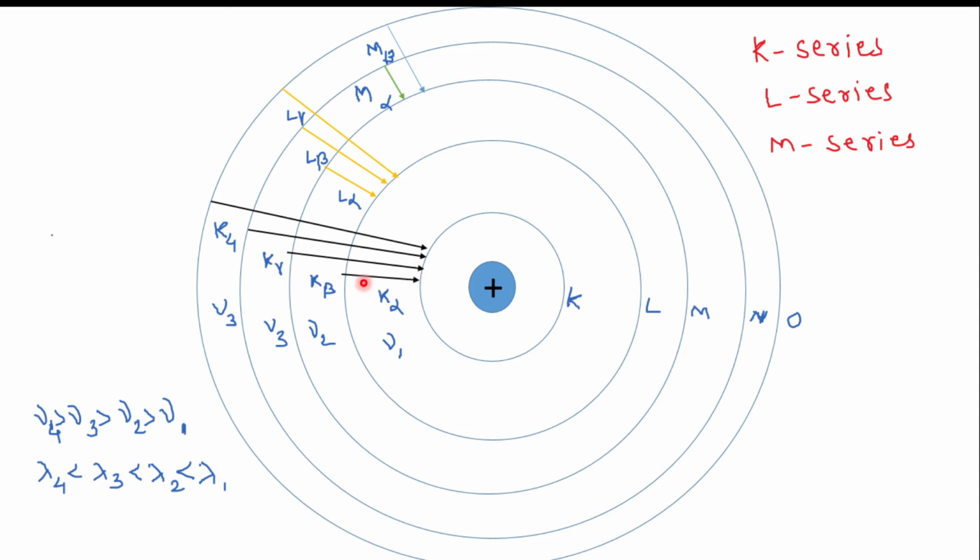So the first line of the K series is called K alpha or K1. Second is K beta or K2. Third is K gamma or K3, and then K4. Here is the nu4 frequency. From O to K, this energy difference is very large, so nu4 is a larger frequency as compared to the others.